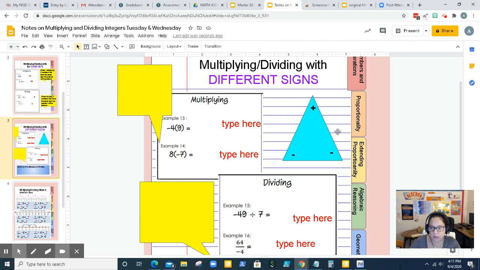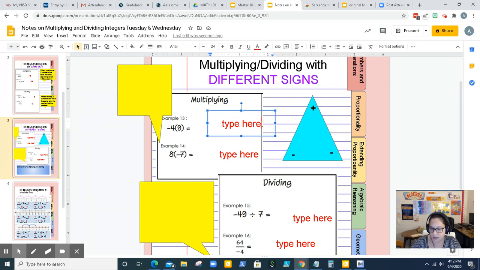So if you use your fingers and you cover up, or I can't do it with just my mouse, but I'm multiplying a negative times a positive. So those two represent my two numbers I'm multiplying. Whatever is left, it's a negative number. That's the sign of my answer. So a negative times a positive is a negative answer. So -4 times +9 is going to be -36. Same thing on the next one.